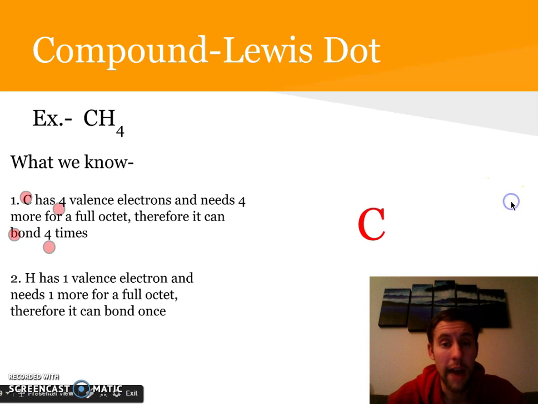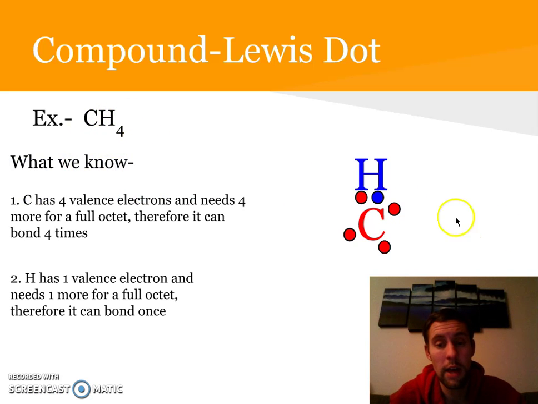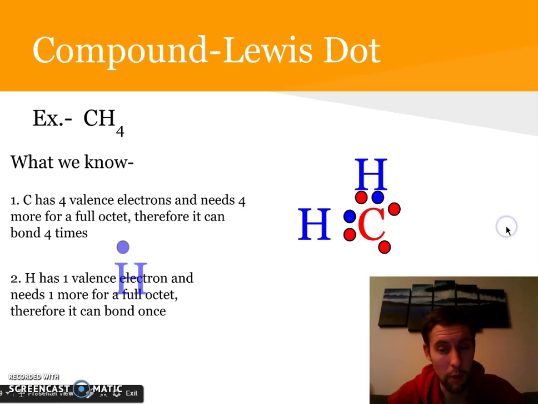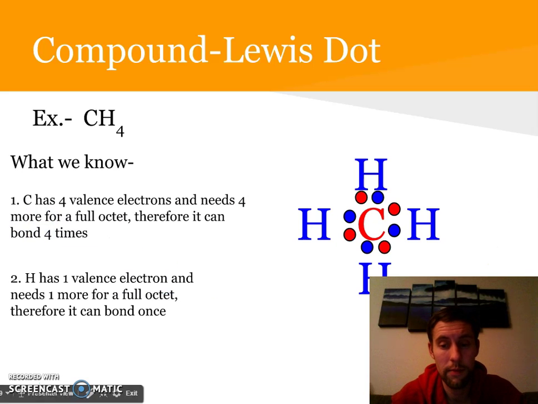So we draw out carbon, add its valence electrons. We've got 1 on each side. We need 4 more total. Conveniently, we have 4 hydrogens. So we bring in a hydrogen with that 1 valence electron. It'll bond up here. Now we've got 2 valence electrons total for hydrogen, a full octet for hydrogen. But we need more for carbon still, so we're adding another hydrogen, and another one, and another one.